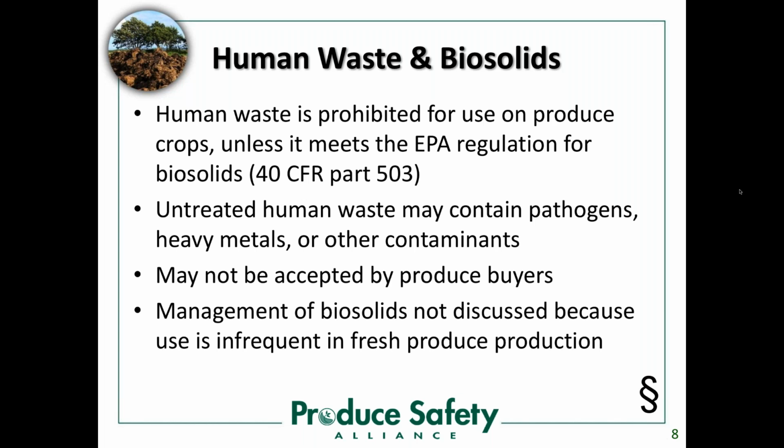The next one we'll go to is human waste and biosolids. Note that first bullet. Human waste is prohibited for use on produce crops unless it meets EPA regulation for biosolids. And let me tell you, that is very, very stringent. It has to be an EPA approved method. And there are a few things that meet this, but most of them, in fact, are not economically feasible to use to begin with.